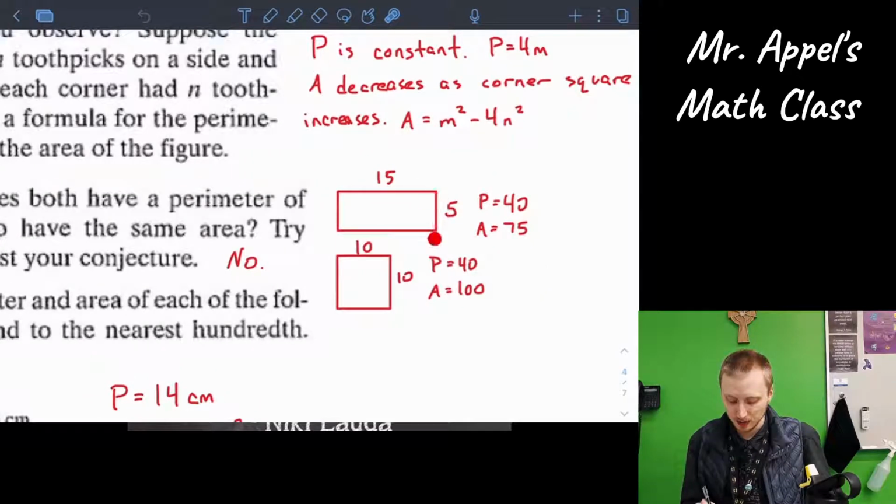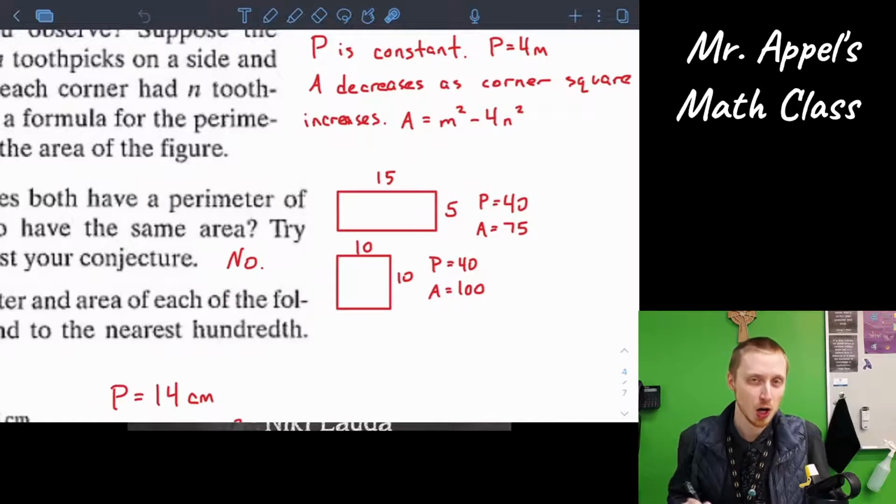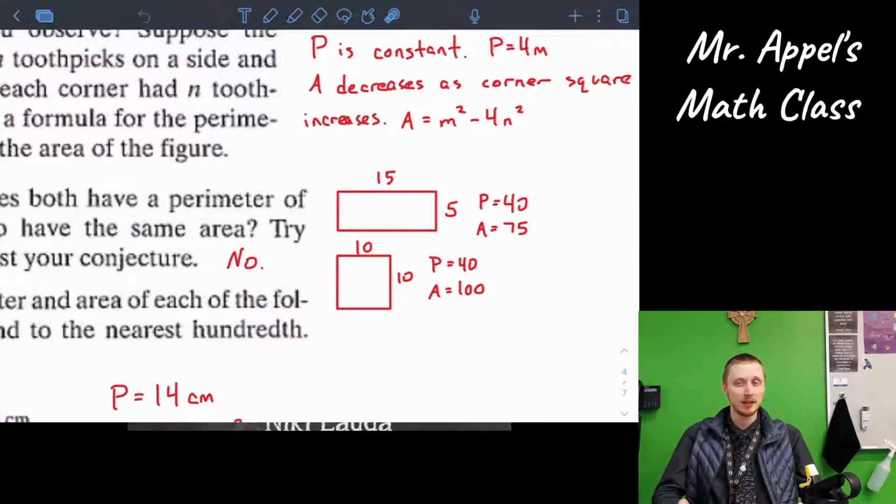Length of 15 by 5 has a perimeter of 40. Okay, add these together and double. Multiply them to get an area of 75. Well, you could also make a 10 by 10 square. Perimeter of 40, area now 100. Aha! I got more area for the same perimeter.